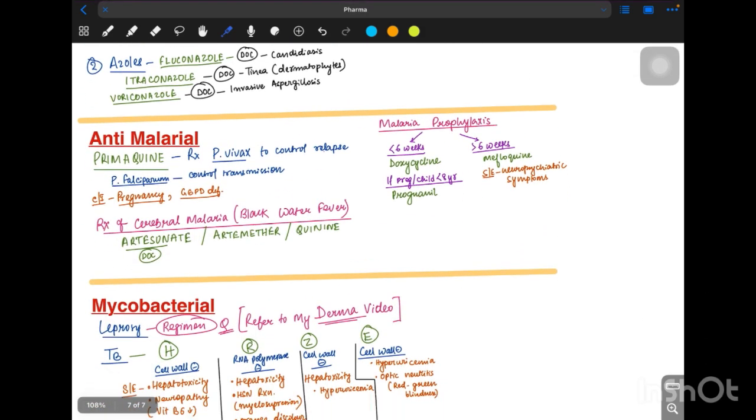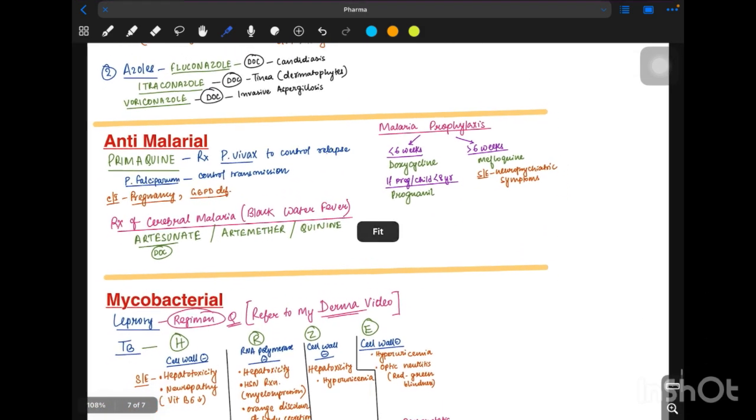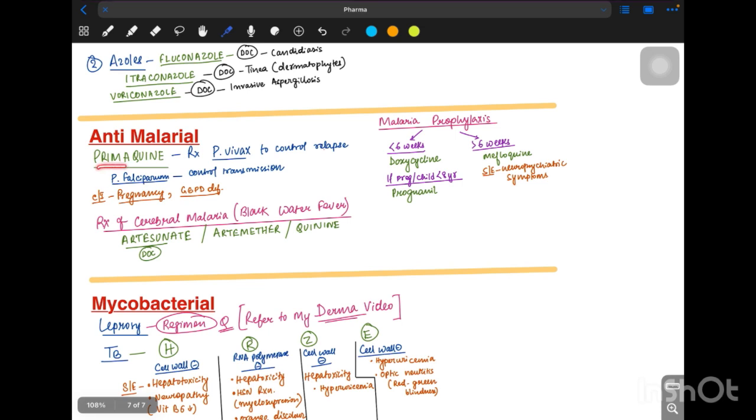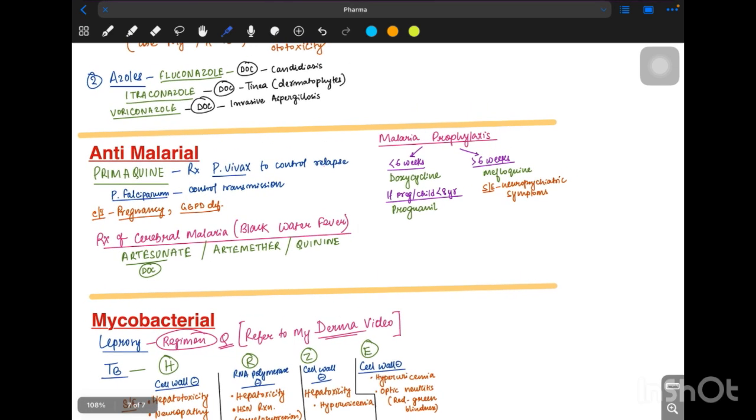Coming to anti-malarial drugs. Example is primaquine. It is used in the treatment of Plasmodium vivax to control the relapse, and for Plasmodium falciparum to control the transmission. So primaquine is given. What are the contraindications for primaquine? We cannot give it in pregnancy and in patients who have G6PD deficiency.